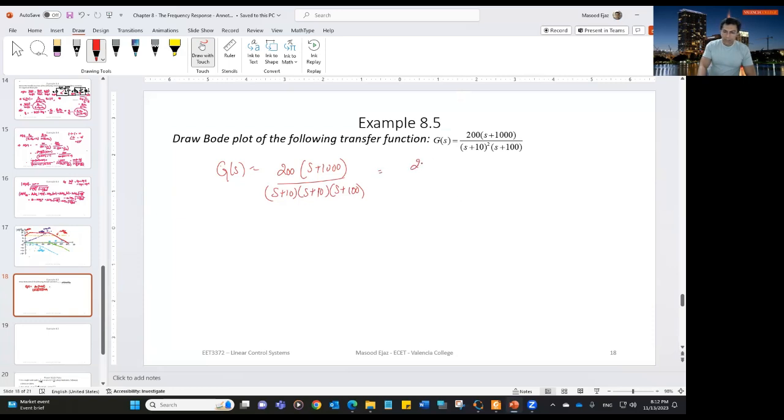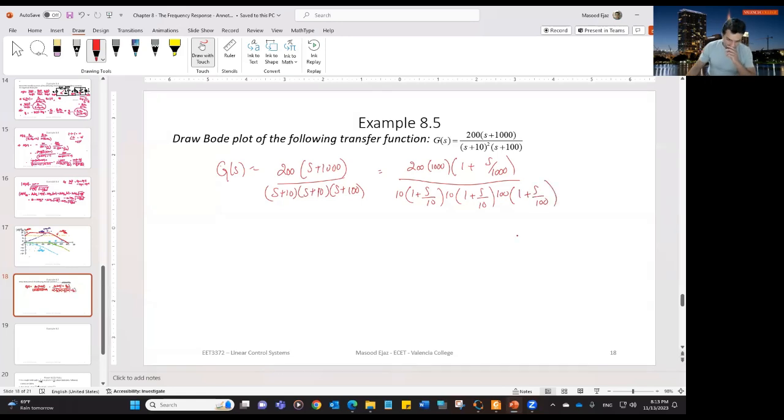Okay, now further, I'm going to write this down as 200 times 1000, times (1 plus S over 1000), divided by 10 times (1 plus S over 10), another 10 times (1 plus S over 10), and 100 times (1 plus S over 100).